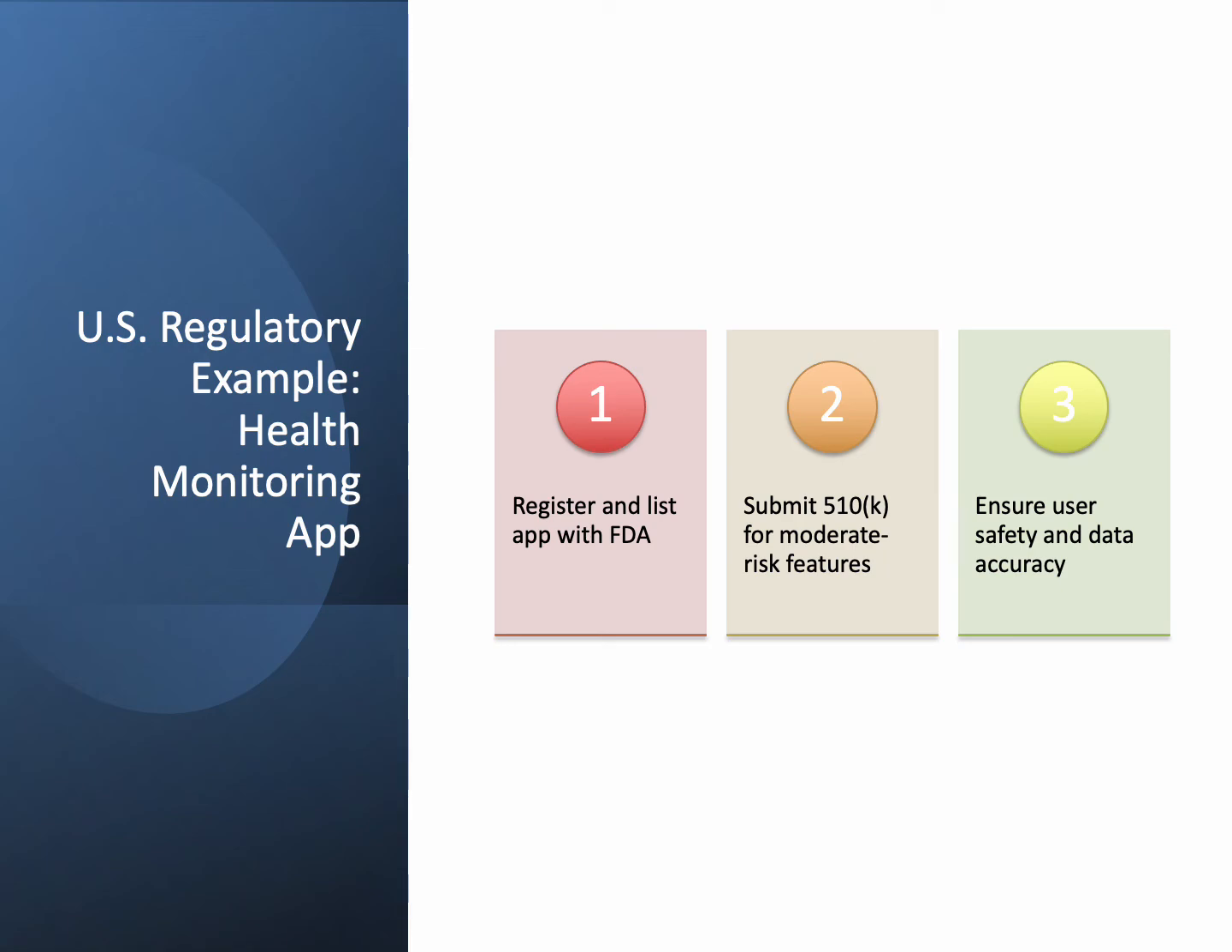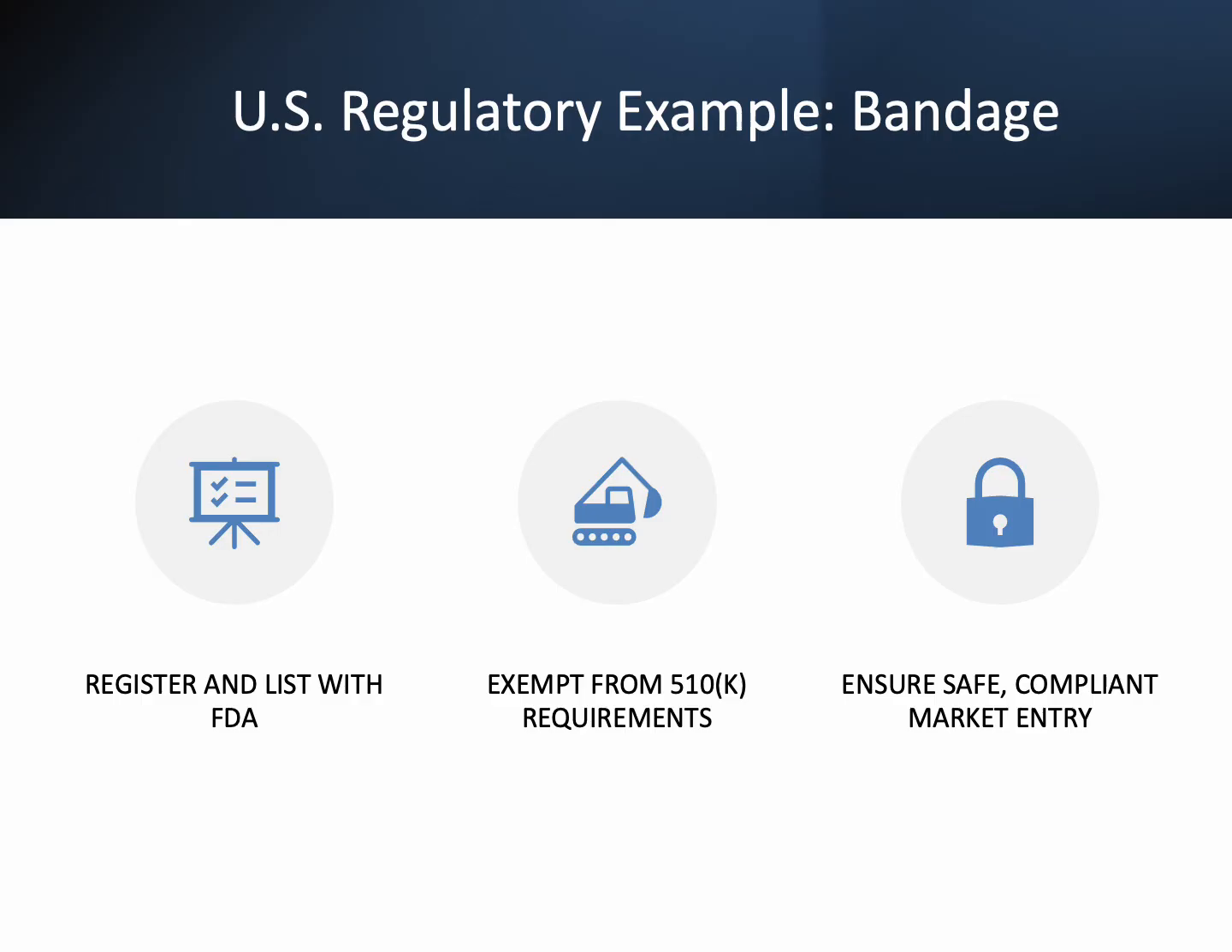This example aligns with course objectives by showcasing how regulations support safe digital health tools, driving compliant innovation. By studying this case, you'll learn to navigate regulations for digital devices. This slide transitions to a third U.S. example, where we'll explore a Class I device. Following the health app, let's explore a third U.S.